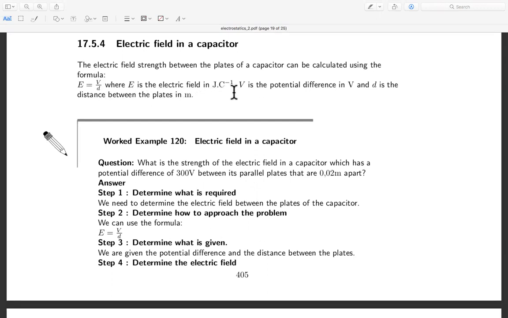Where E is the electric field, in joule per coulomb, V is the potential difference in volts, and D is the distance between the two plates, in meters.